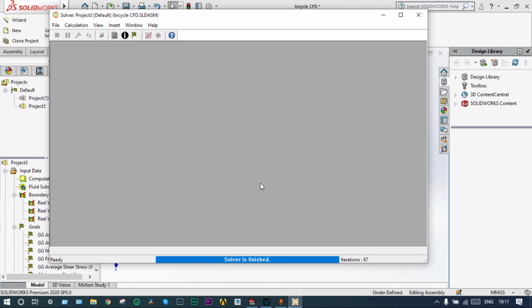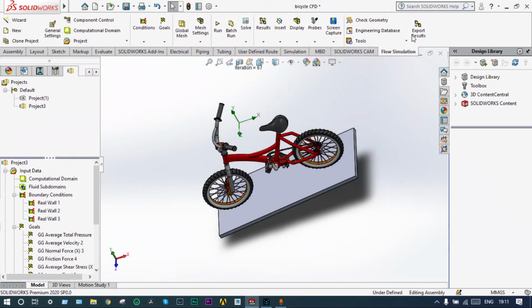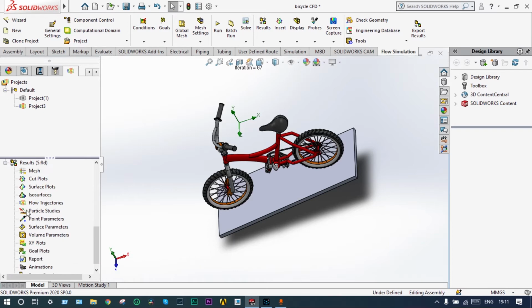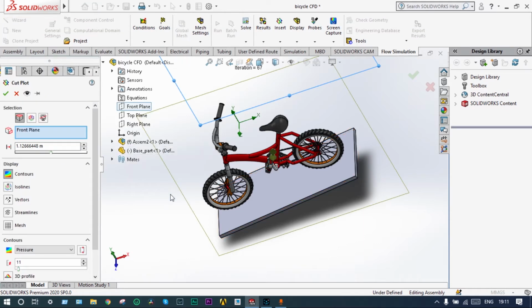Solver is finished, so we can check the results right now. First we will see results from cut plots. Insert cut plots. Along this front plane we can see the different values of pressure, temperature, velocity, etc. First of all we see pressure in the form of contours. Let's see.